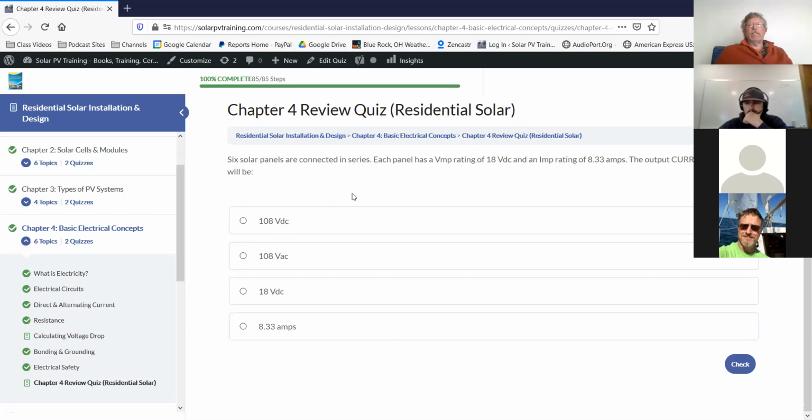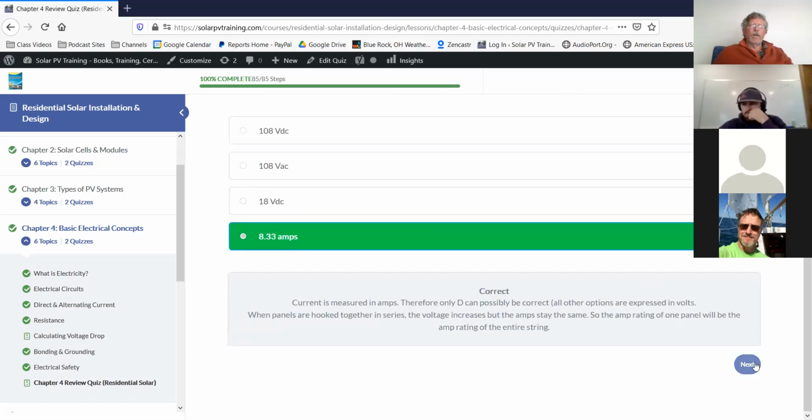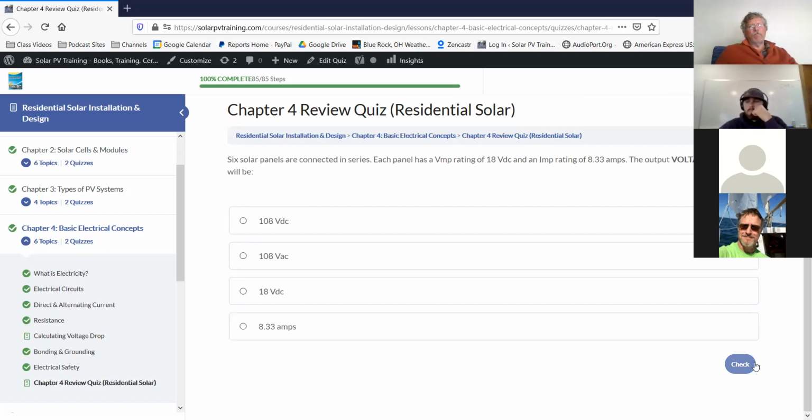6 panels are connected in series. Each panel has a VMP rating of 18 volts, IMP rating of 8.33. The output current of this string will be, well, the current is 8.33 amps. 6 panels connected in series, doesn't matter how many in series. It could be 100 panels. Its amps don't increase. So the answer is going to be 8.33 when you hook things up in series. Another hint is it's the only current reading here. All the rest are in volts. So if you understand the difference between amps and volts, you're not going to miss that one.